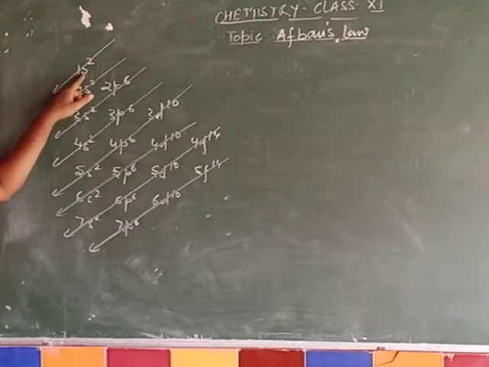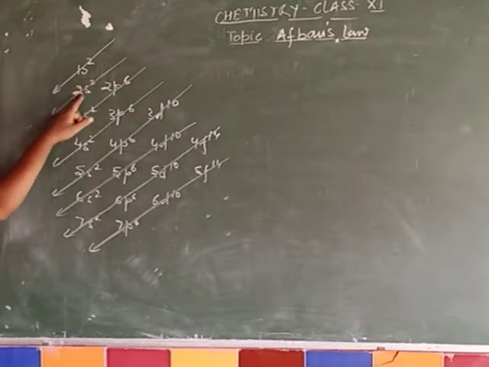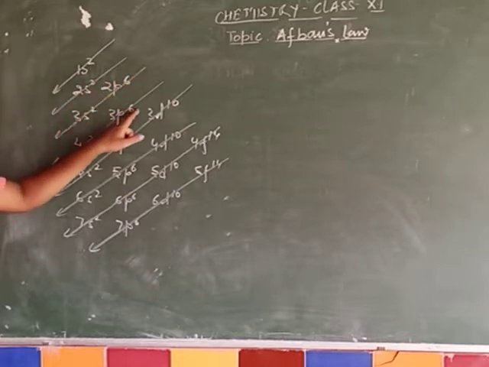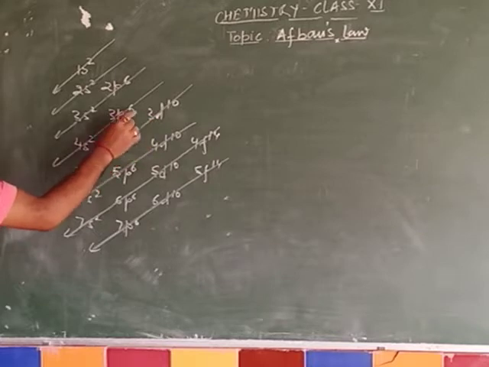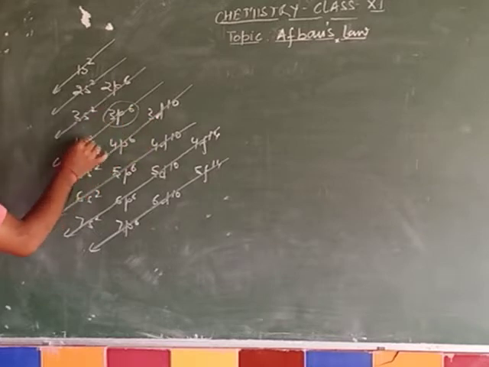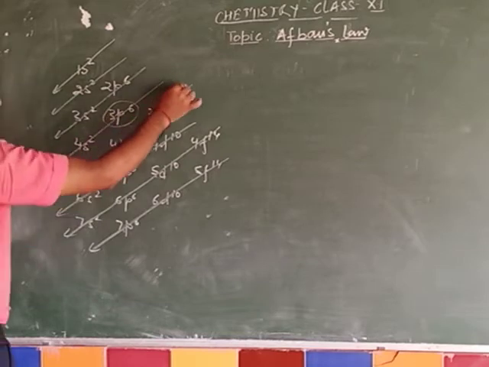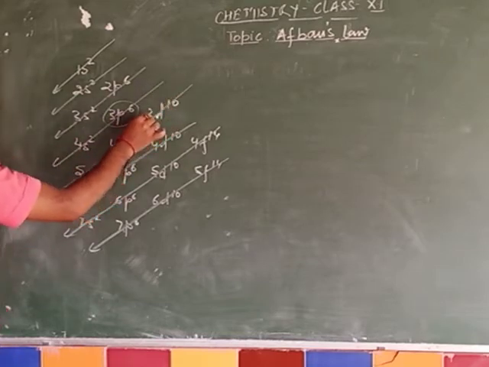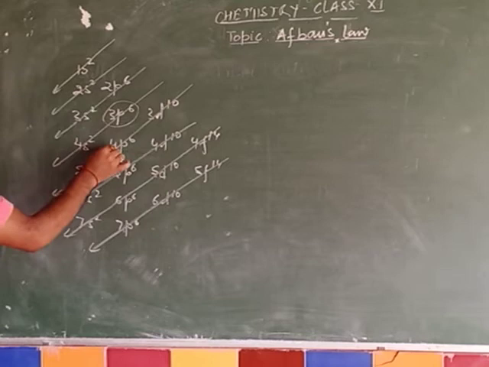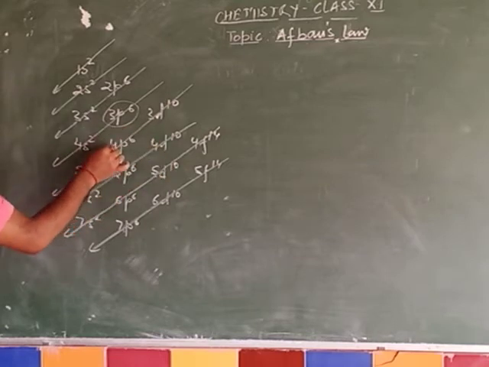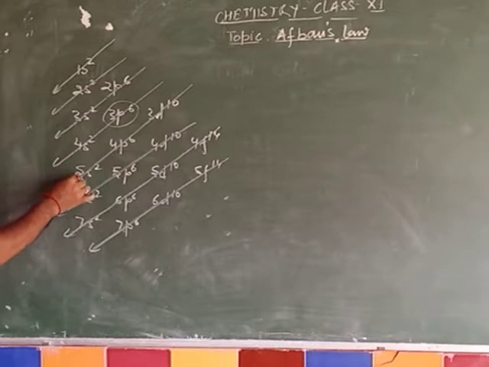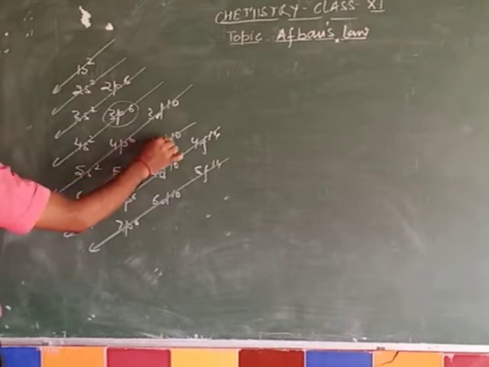First 1s is filled first, followed by 2s, and then 2p, 3s, 3p. Look at this. After 3p, 3d is not going to fill, but after 3p, it is the 4s orbital which is going to fill first, and turning back, it is again 3d. Similarly, after 3d, it is 4p, and 4p is not followed by 4d, but 4p is followed by 5s, and after 5s, it is 4d.